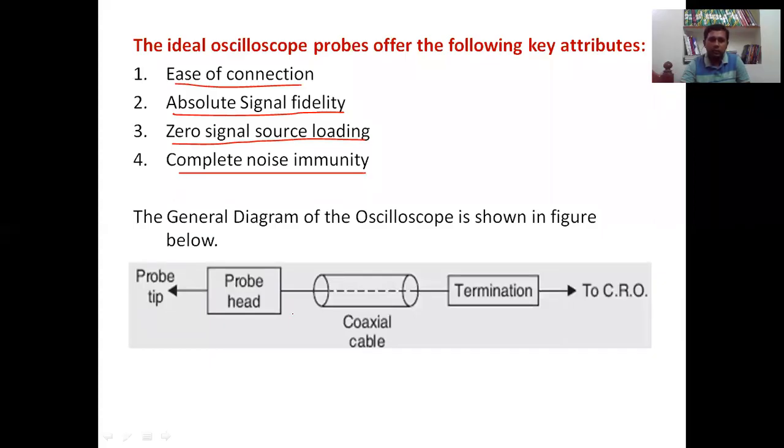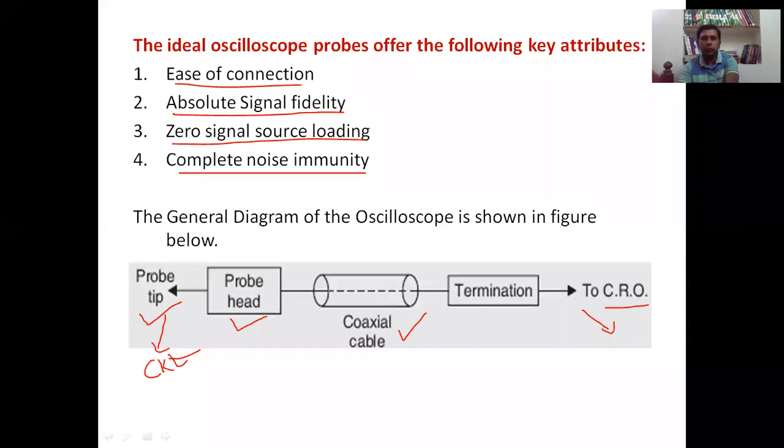So this is the general structure. The first element is the probe tip, the second is the probe head, the third is the cable, and the fourth is the termination end, which is connected to the CRO. One end is connected to the circuit, and the second end is connected to the CRO. In between, the probe has the probe head and coaxial cable. Now we'll see what the probe head and coaxial cable are.